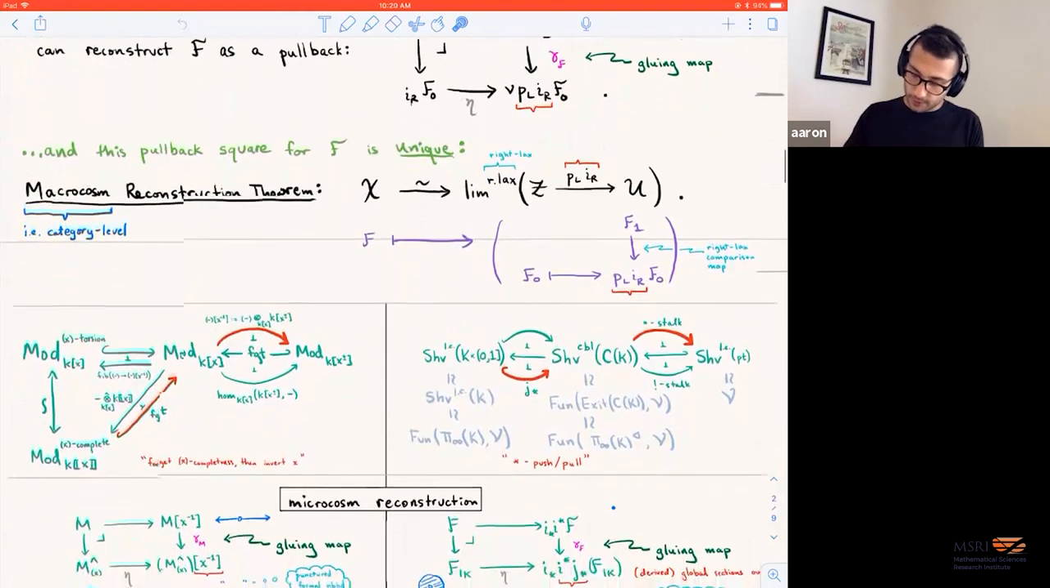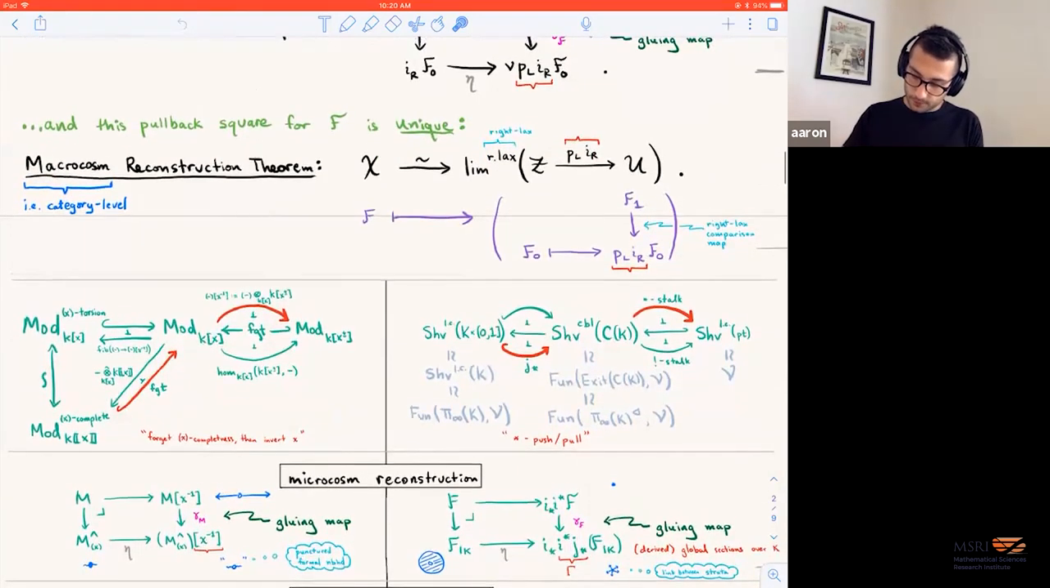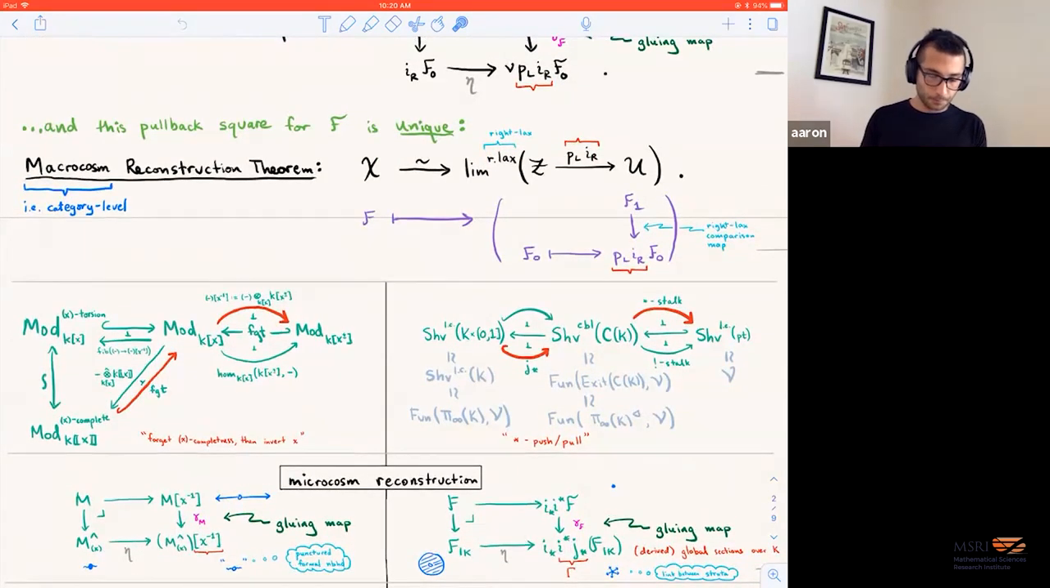So then here's the microcosm reconstruction. If I've got a K adjoin X module, I can localize it to the formal completion. I drew this blue to indicate where I've localized it to. I can localize it to the open complement. And then I've got this unit map. That just says push forward from here to the whole affine line and then restrict it.